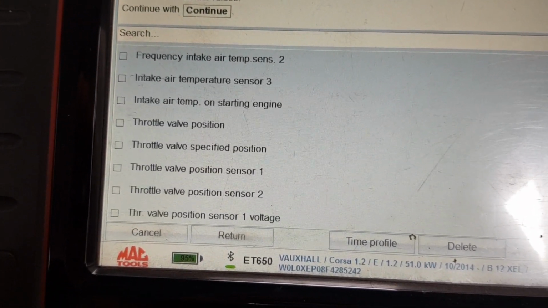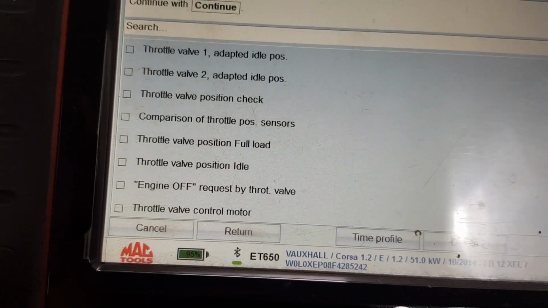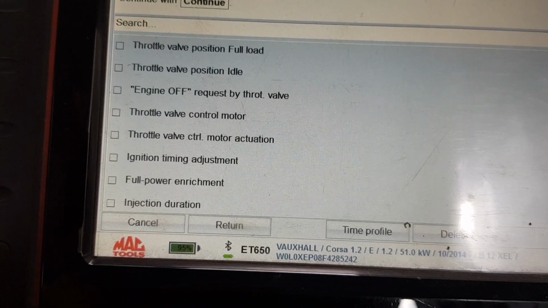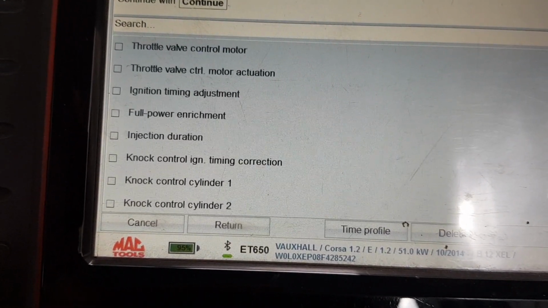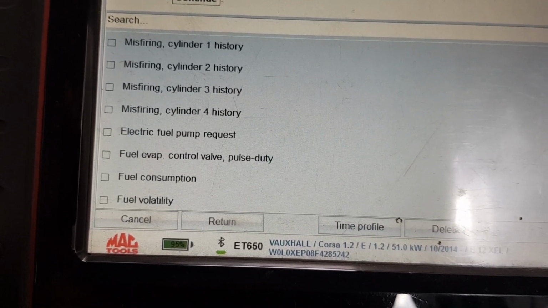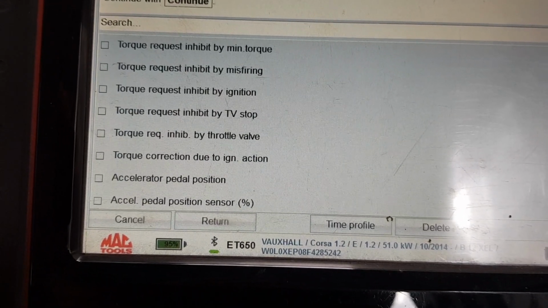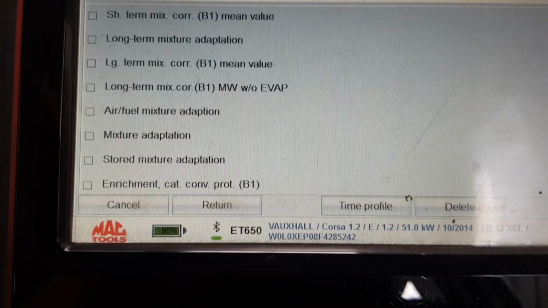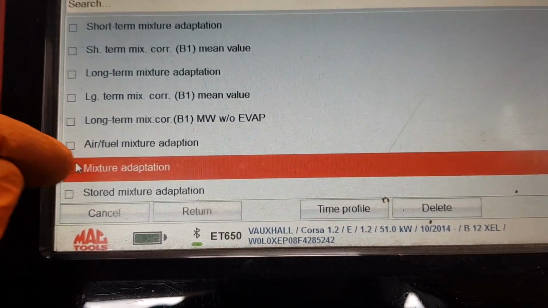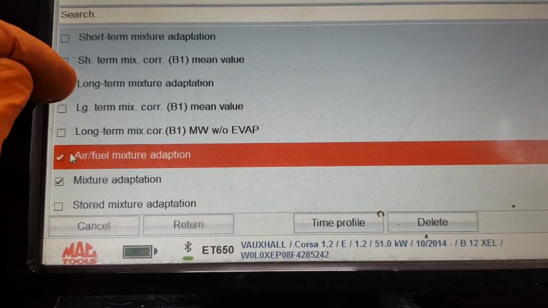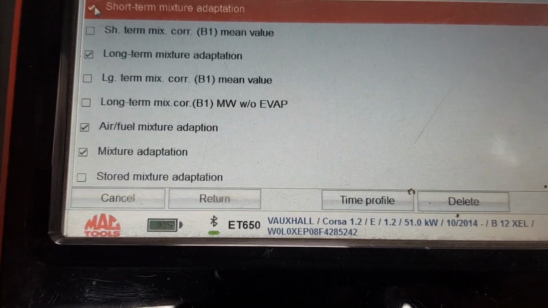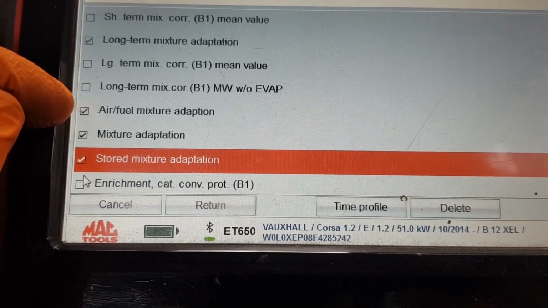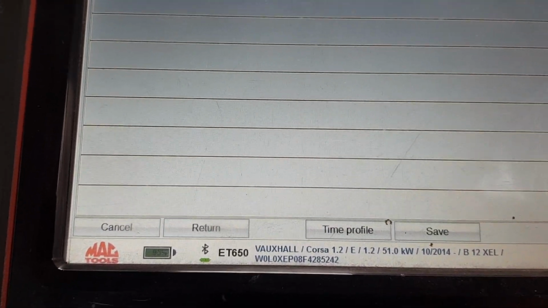So we were looking for a fuel trim. Let's see if we can find the O2 sensors as well. Full power enrichment's there. Misfiring. Hang on, I saw that there. So we've got mixture adaption, air, fuel, long term, short term. See what that comes up as.